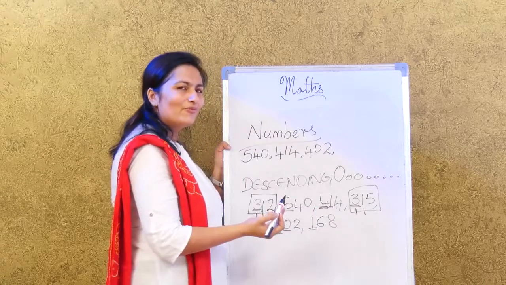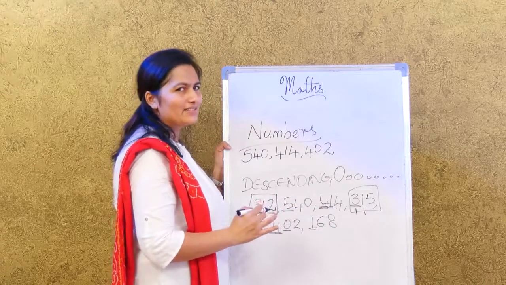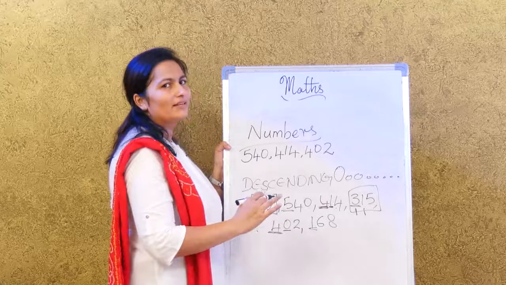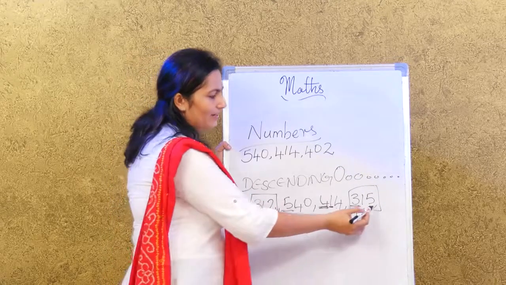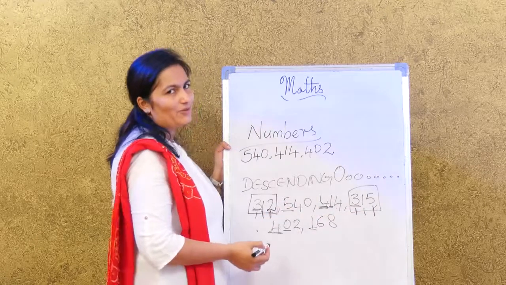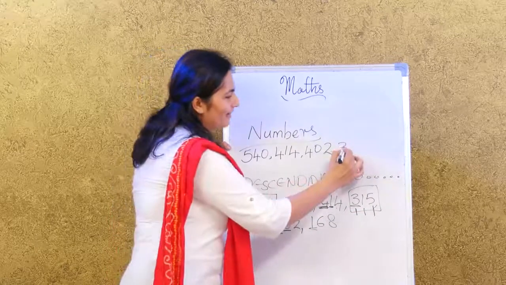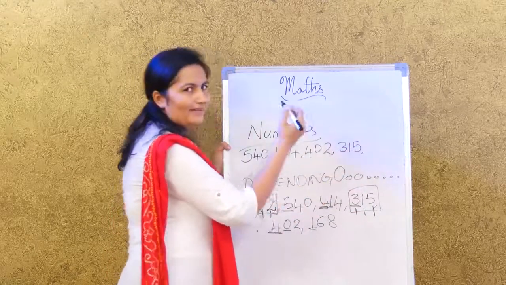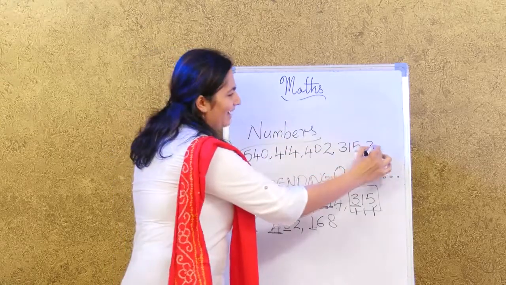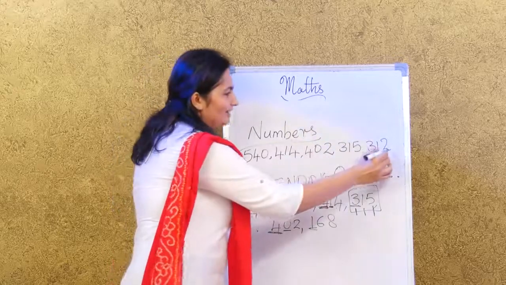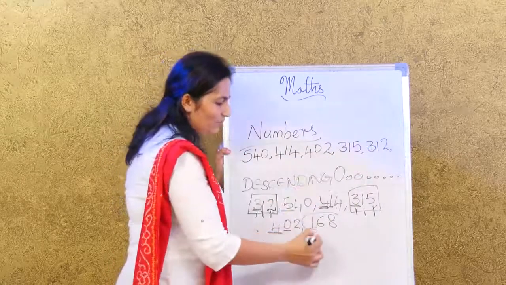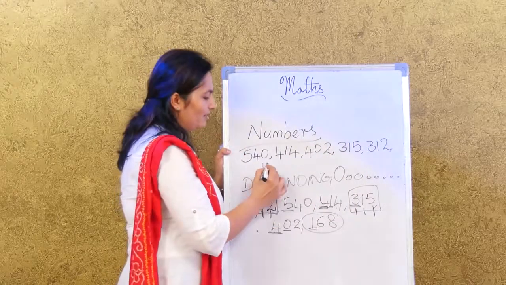We go to the ones. For sure you will get the answer. By the end of the ones you will get the answer. Here it is 2, and here it is 5. So you got a winner. 315 wins the next place, and 312 gets the place after that. And then we get the smallest number, 168.